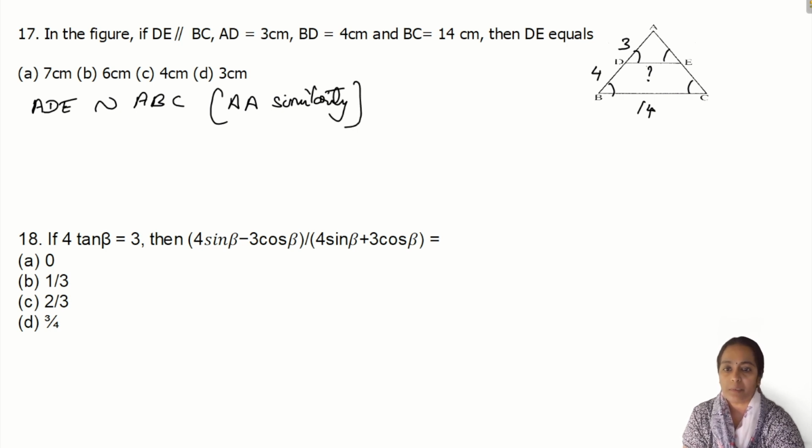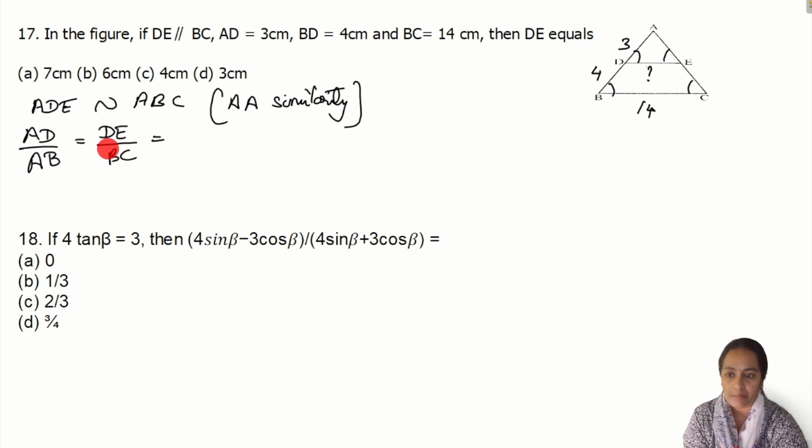So when they are similar, what happens? You know the corresponding sides are proportionate. So AD by AB equals DE by BC, which will be equal to AE by AC. Corresponding sides you have to take in the proportionate ratio. When you take DE, it should be BC in the second triangle. When you take AE, it should be AC in the second triangle.